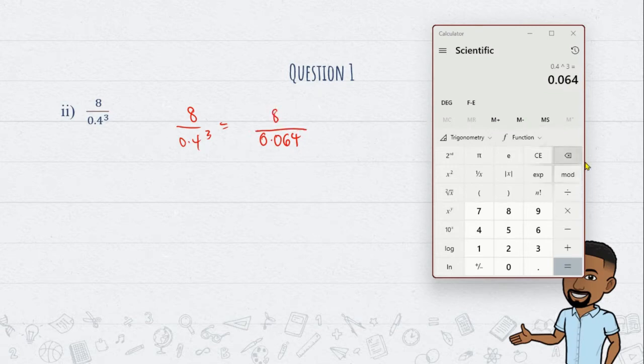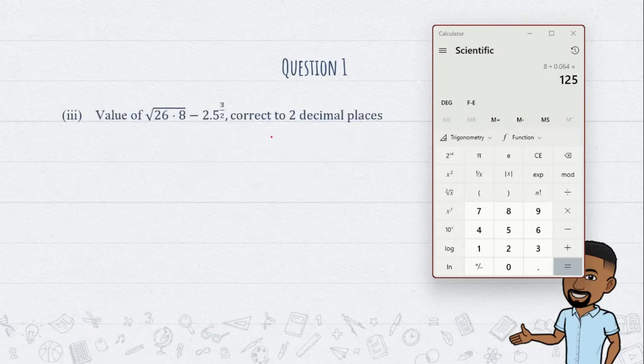Alright, so all you need to do is to use the calculator once more. So it's 8 divided by 0.064, and that's 125. And if you do it like this, with all steps shown, because it's clearly along the way, each part that we get the answer for, we put it on the document so you can see. So once you do something like that, you definitely get the full marks.